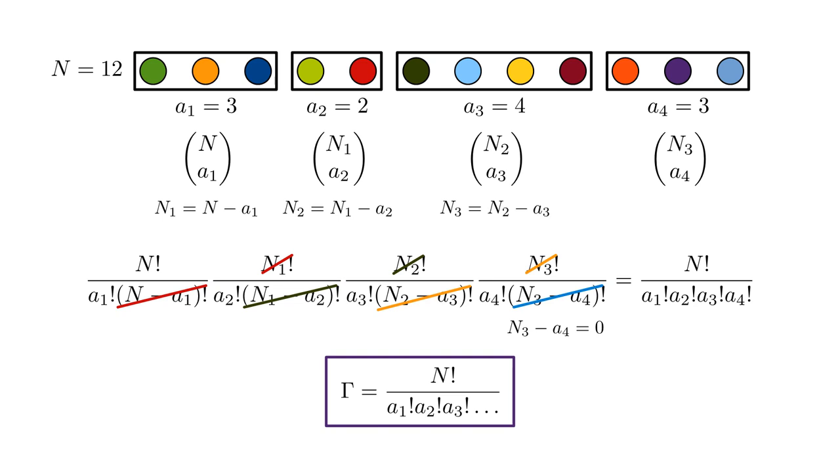which is easily generalized for any number of boxes to the following expression. Let gamma be the number of ways to distribute n balls among some number of boxes, with A1 balls in the first box, A2 in the second box, and so on. Then gamma equals n factorial over A1 factorial times A2 factorial, etc. This is the fundamental result we need in order to apply the balls and boxes model to the dynamical states of atoms in a gas.